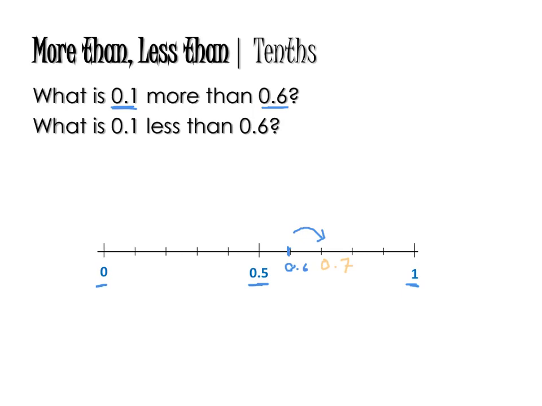Alright. Now likewise, if I ask you what is 0.1 less than 0.6, another way of looking at it is 1/10 less than 6/10. You know it's 5/10. So if this is 0.6, I'm going to jump back, decrease by 1, and I will get 0.5.